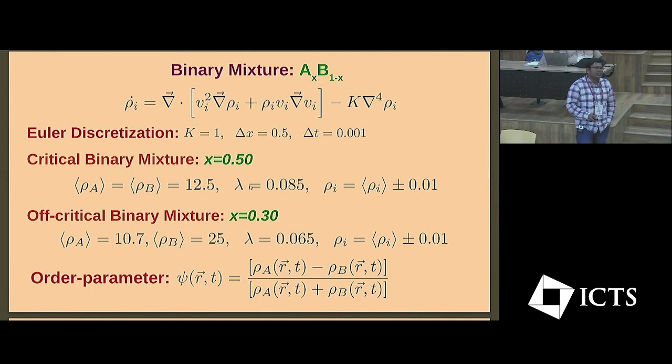If a site is occupied by an A particle, then psi is positive. If it is occupied by a B particle, then psi is -1.